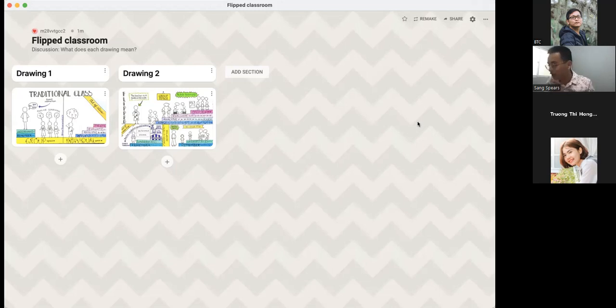Okay, I will give you around 8 minutes. My question is, you will take a look at these 2 drawings, and then you will try to find out the meaning of each of the drawings. What does it mean in each of the drawings? Or try to simply describe the drawing. Okay, I'll give you guys 7 minutes.